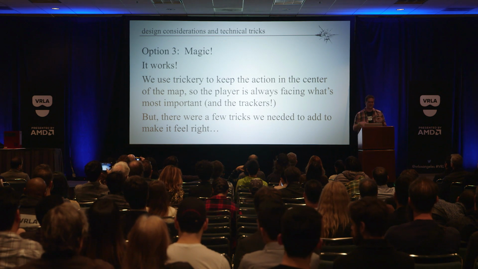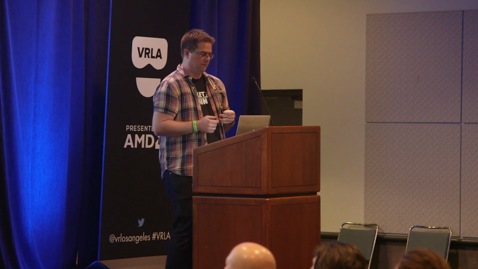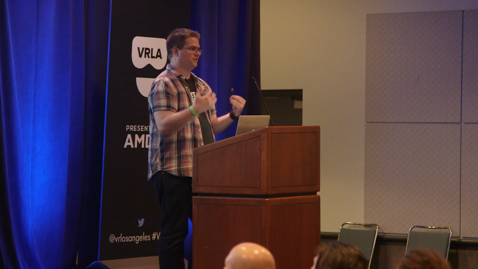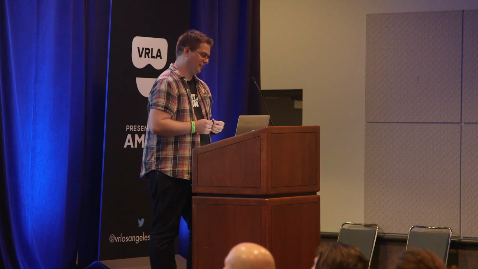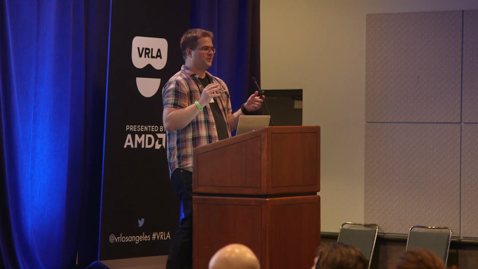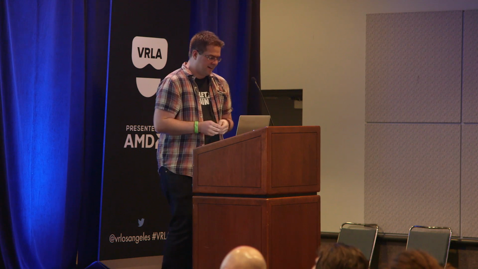We used trickery with the AI and stuff to keep them in the center of the map. But what we really wanted to do was make sure that they always kept facing towards the tracker so they wouldn't have their hands fly off. And we always wanted to keep them so they never felt like they had to run around the space, because the fact is they can't.